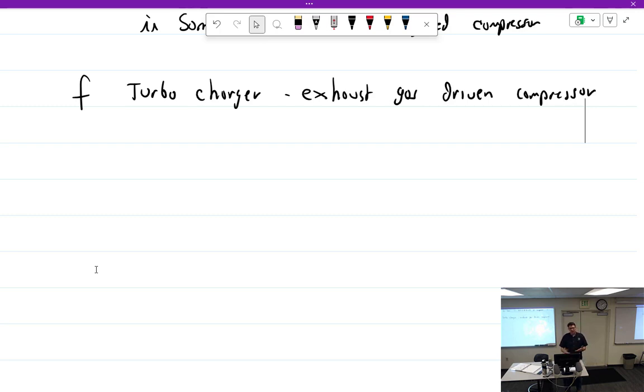So it extracts the work, and the exhaust goes through it, extracts work, and the exhaust is now cooler afterwards. Not so cool that you can touch it, but it extracts the work out of it. All right, turbocharger, that's that. Turbo normalizer. I think I actually already did that one.